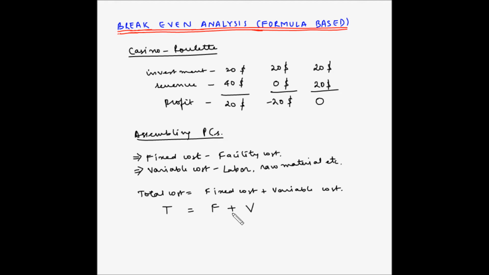Now let's expand further on this formula for total cost. So the variable cost varies based on the number of PCs which are assembled. Now let's say that the number of PCs assembled is represented by Q. So Q is the number of units, and the cost of labor, raw material, etc. for assembling each personal computer is represented by small c.